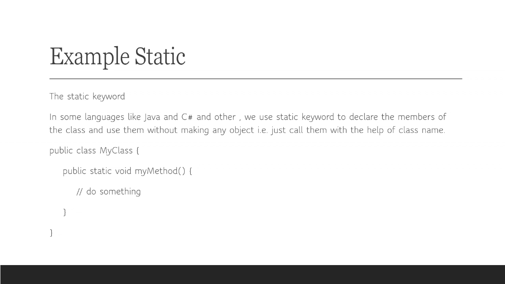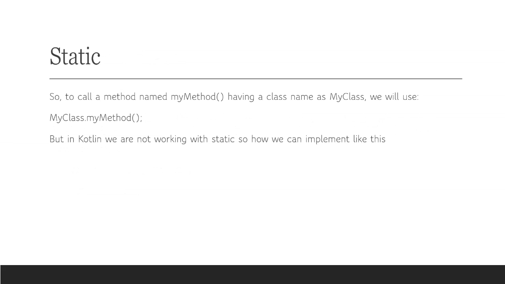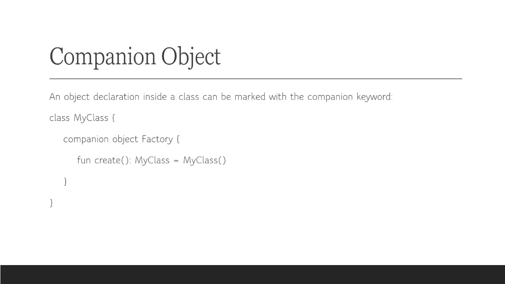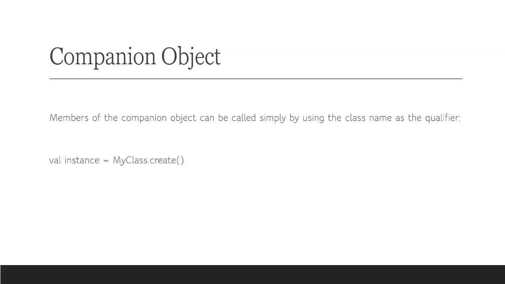So in that case, we do not call that static here, we can use the companion object. An object declaration inside a class can be marked with the companion keyword. That's important. Whenever you work with your class, you can put in your companion object, like a factory or anything, create a function inside that and then call it with the class. So that's the way you can work. We'll show you practically how we can implement it.